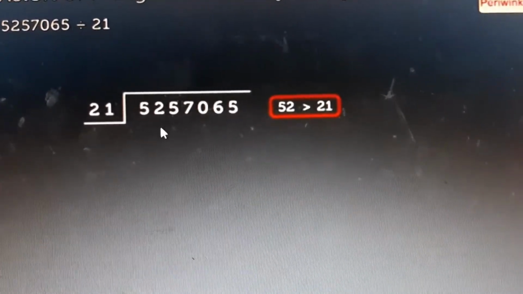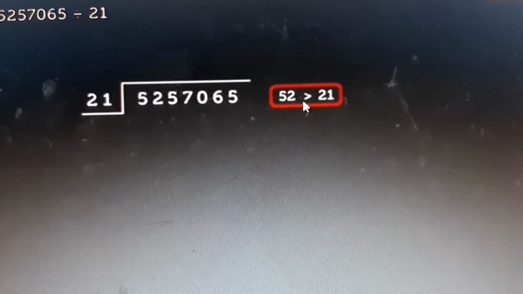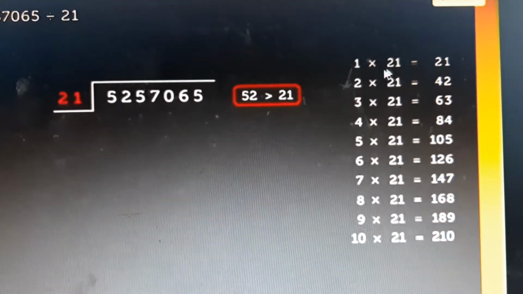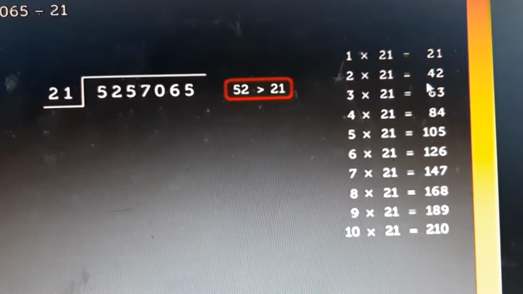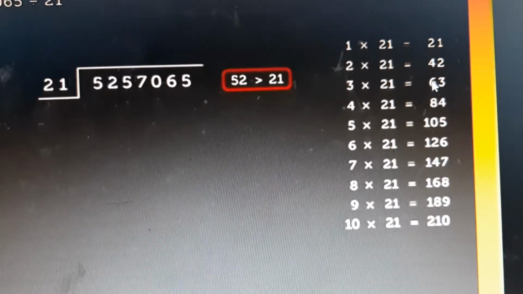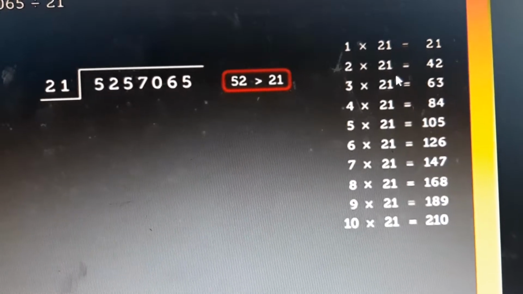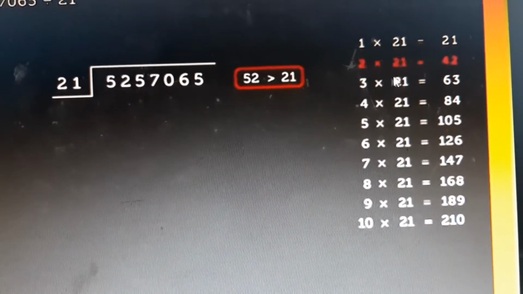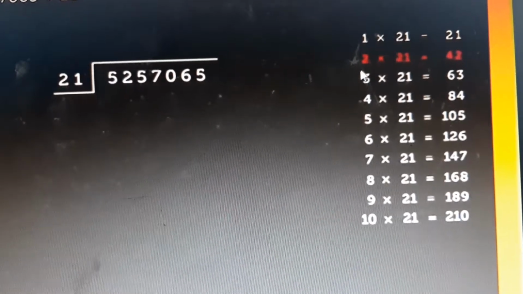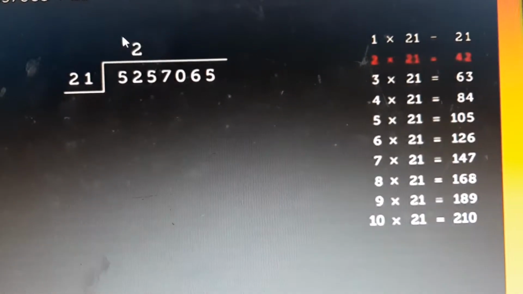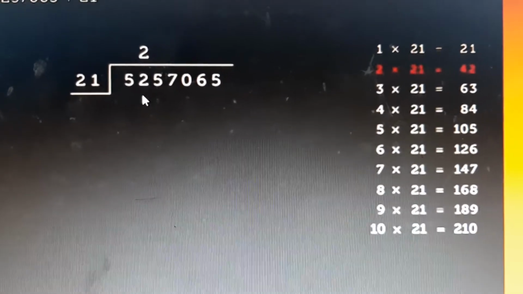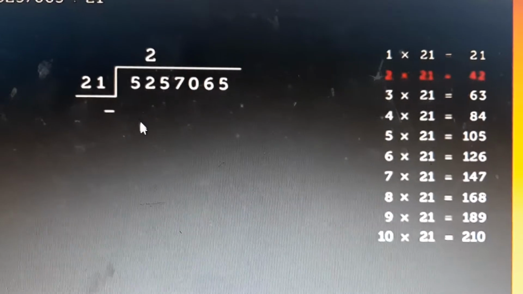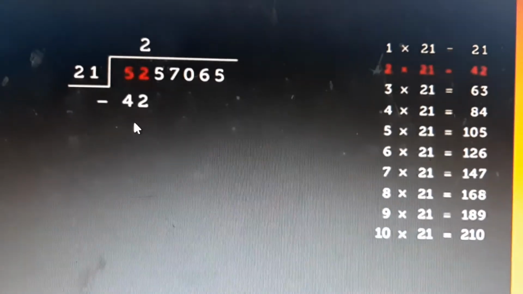Okay, so we compare this 52 and 21. So we see 52 is greater than 21. So we can say the table of 21, and you see where does it fit in? 3 into 21 is larger, isn't it? So we will take 21 into 2. 21 into 2 is 42. So we select this one. Okay, this is suitable here. So we will write it here. 21 2s are 42. Okay, so we write 42 here, and then we have to subtract.